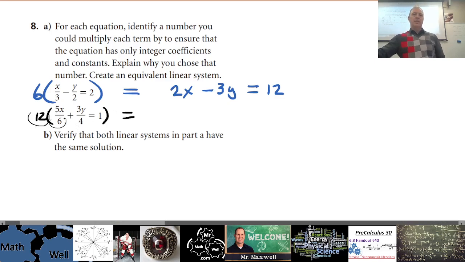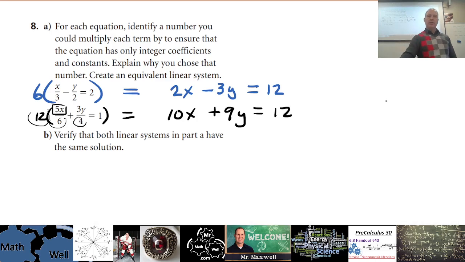12 over 6 is 2. So 2 times whatever I have up here, 2 times 5x is 10x. Awesome. 12 divided by 4 is 3 times 3y is 9y. And then 12 times 1 is 12.